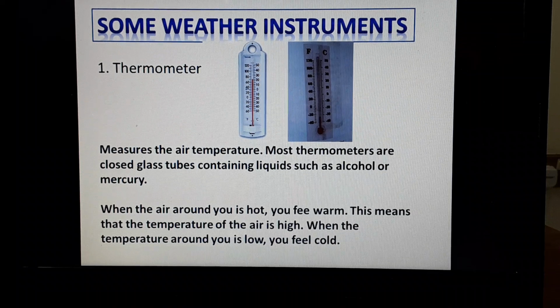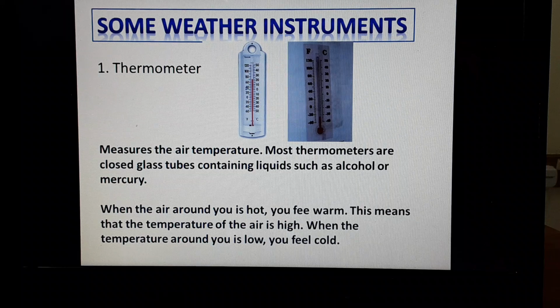This thermometer measures the air temperature. So we check if it's hot or cold. Sometimes they put it on the wall or mount it on the wall, or you can even hang it. There are some schools that have a thermometer in the classroom. So what is the function of the thermometer?